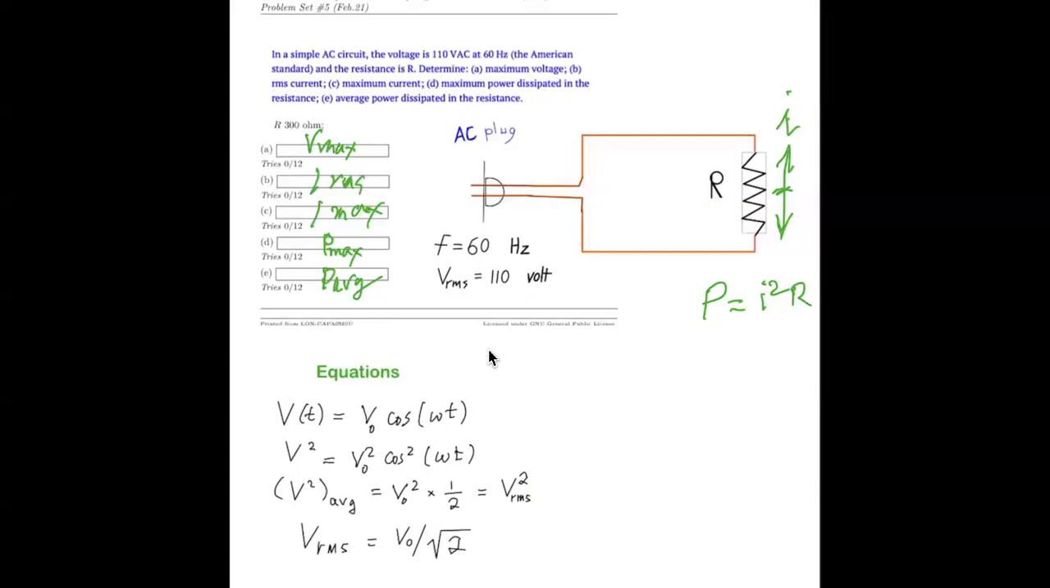So, you know, we draw a picture. Here's the picture. And then we write down the equations. Here are the equations. And then you pick up your calculator and calculate the various quantities.